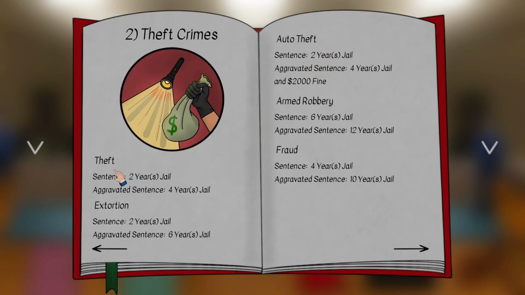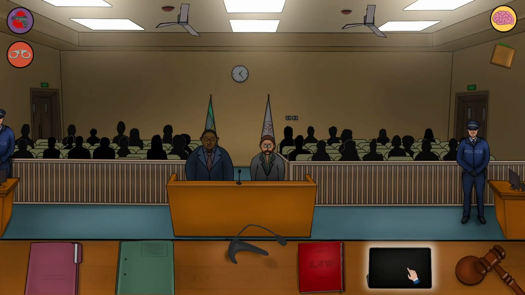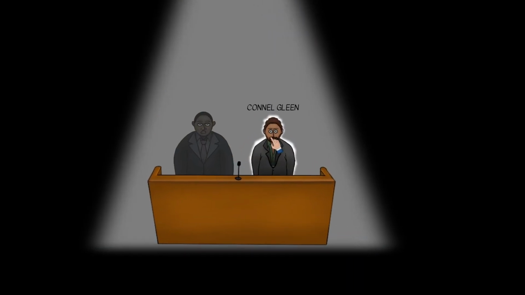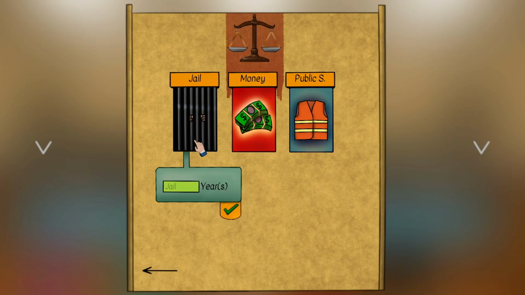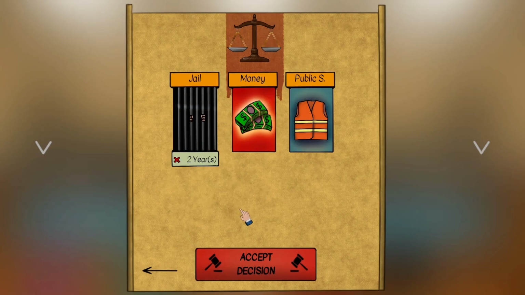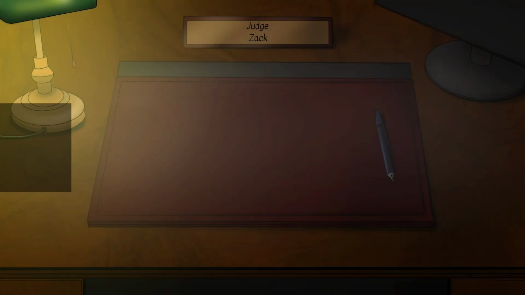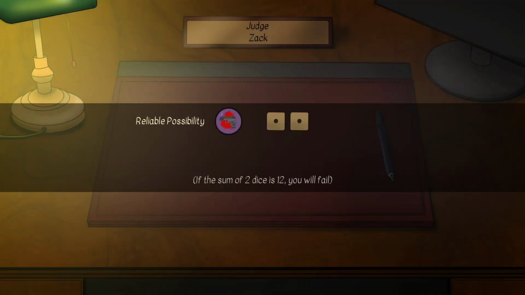We got theft crimes, and we have auto theft. He has not had a criminal record, so he just serves 2 years of jail time, right? Yep, 2 years of jail time. You're going to jail for 2 years, my guy. Guilty, jail for 2 years. Accept decision. That is correct. That is what I'm going with, and I believe that.